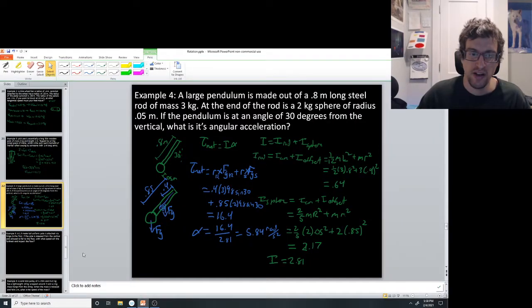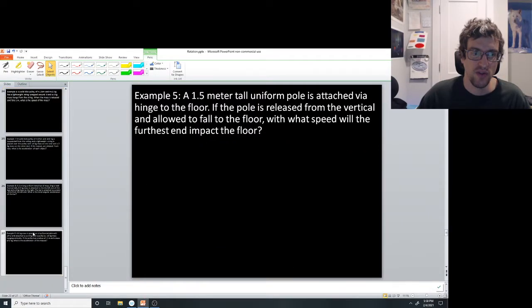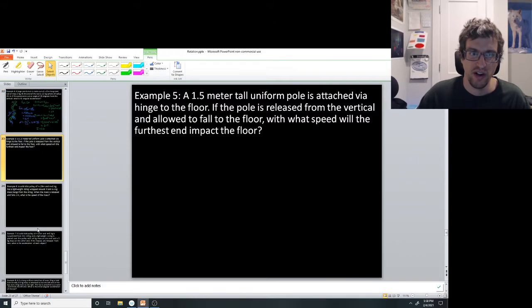All right, here is our second set of examples for rotation. We've got a bunch of them here, five to do, and some of them are going to take a little bit. So good luck to us.